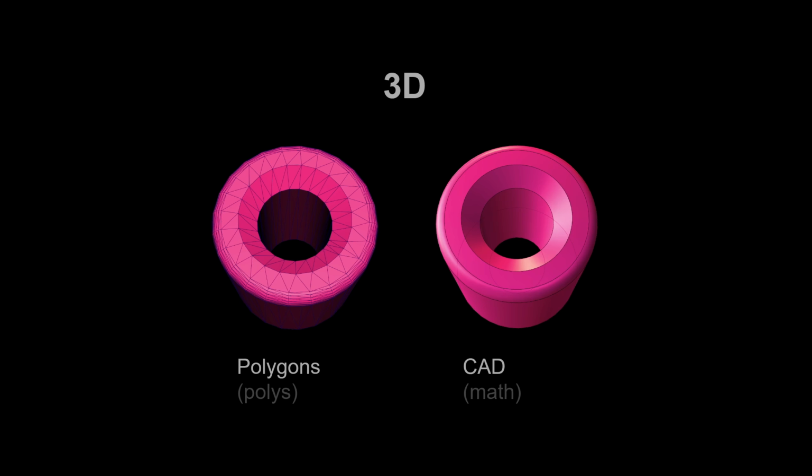And here's an actual 3D comparison. This is the same shape, the left side is interpreted in polygons, the right side interpreted by CAD. You can try to increase the polygon count to get a little smoother to make it look like the CAD model, but in the physical world, it'll never be as accurate as the CAD model.